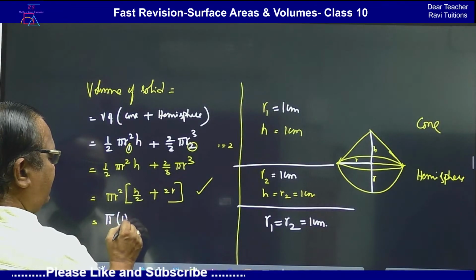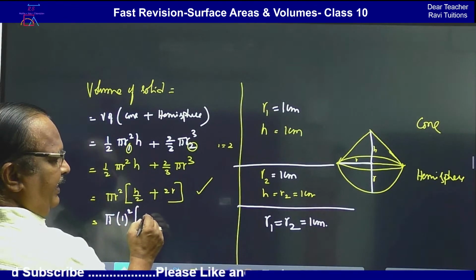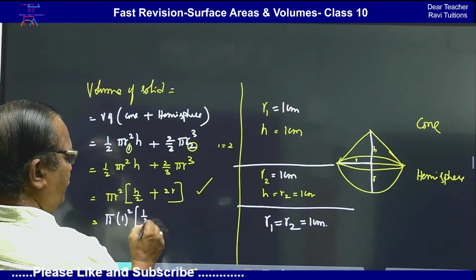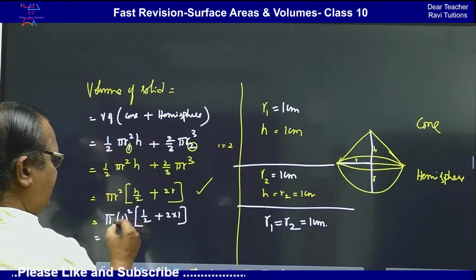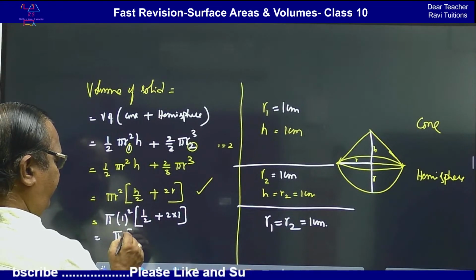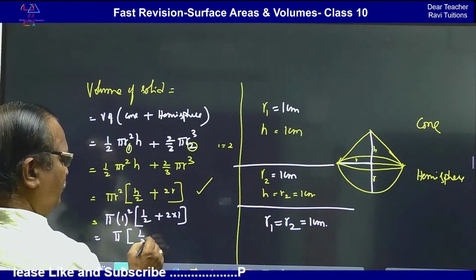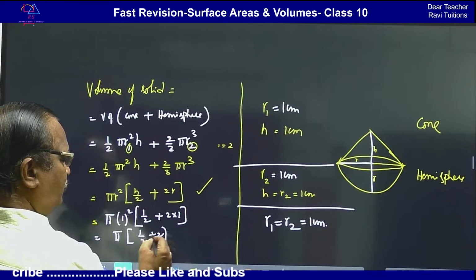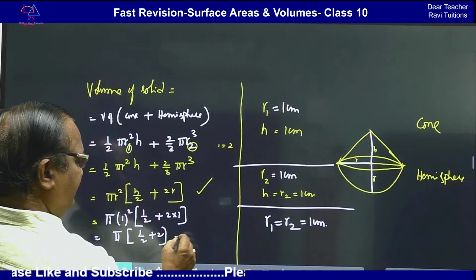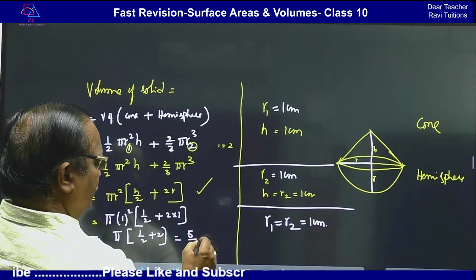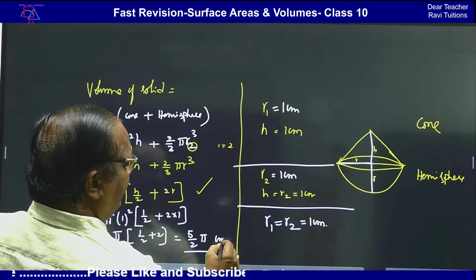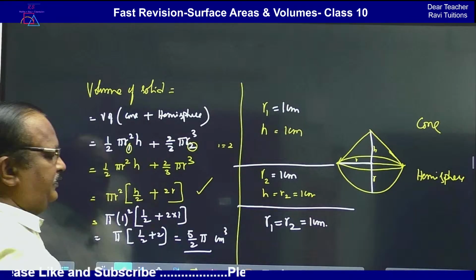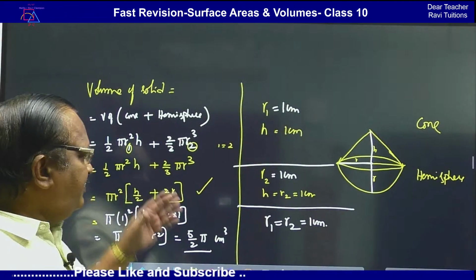R square is 1 square. H is also 1, so it is 1 by 2 and 2 into 1. So this is pi, 1 square is pi, times half plus 2. So 2 times 2 is 4 plus 1 is 5, which is equal to 5 by 2 pi. This is in centimeter cube. This is the answer of the volume.